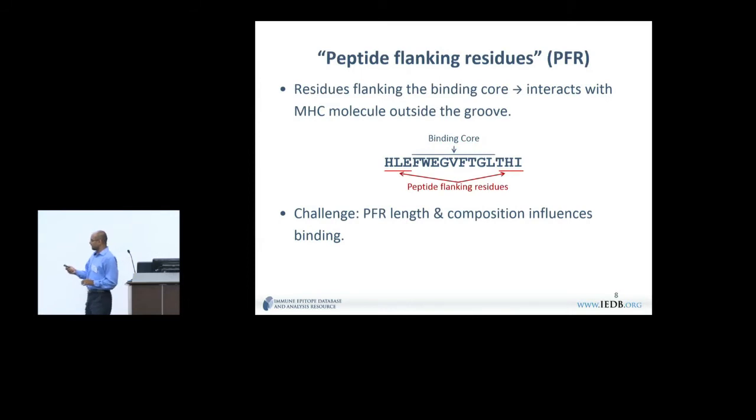And another one is the influence of the peptide flanking residues. So you have this 9 amino acid binding core, and flanking residues. These flanking residues that flank the binding core also influence the binding in the case of class 2. So you need to take this into consideration, the length and composition of the peptide flanking residues, when you design a class 2 binding prediction algorithm.